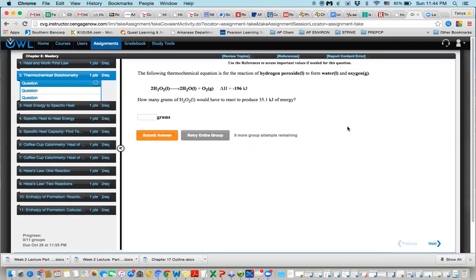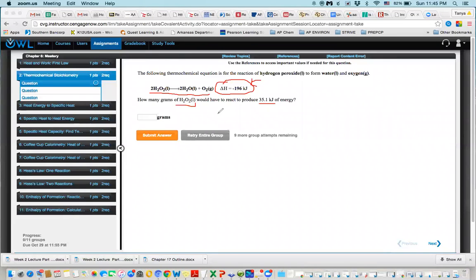If you're looking at a problem like we see in number 2, where you have a reaction and they give you a delta H value, notice in this case that the delta H is negative, and so that's really important for you to understand that this reaction is going to be an exothermic reaction. So the question says, how many grams of H2O2 liquid would have to react to produce at least 35.1 kilojoules of energy? If this reaction goes through its process just one time, it's going to release this amount of energy, negative 196. So this is just really like a mole train problem.